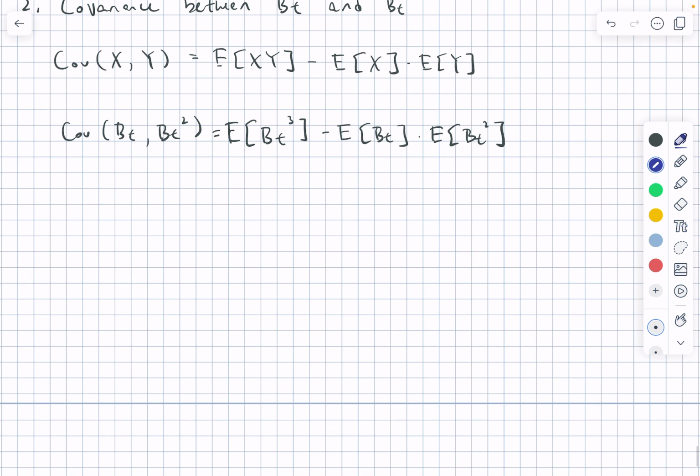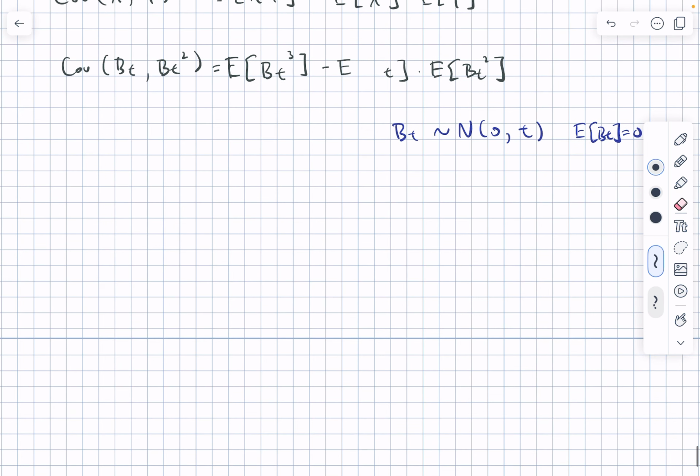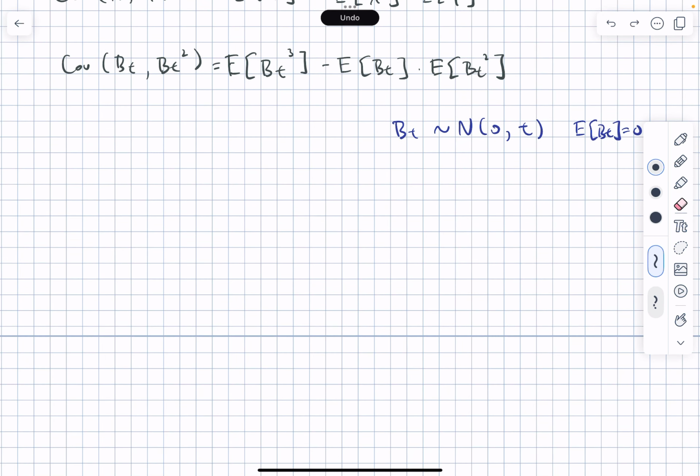So immediately from the properties of Brownian motion, we know that Bt is going to be normally distributed around a mean of 0 and a variance of t. Because it has a mean of 0, the expected value of Bt equals 0. That means this term here will get cancelled out to 0. Now we need to look at Bt cubed.